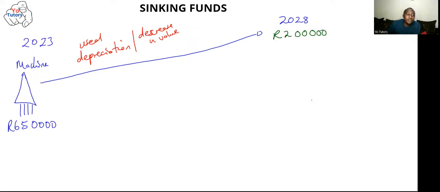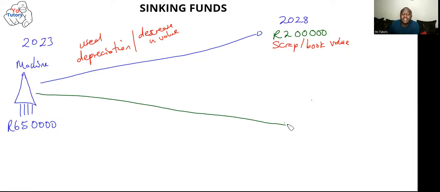What do we call this? We call this the scrap value, or book value. It will have some value, but we call it a scrap value because they've reduced its value. What about if we want to buy the same machine in 5 years' time, in 2028?